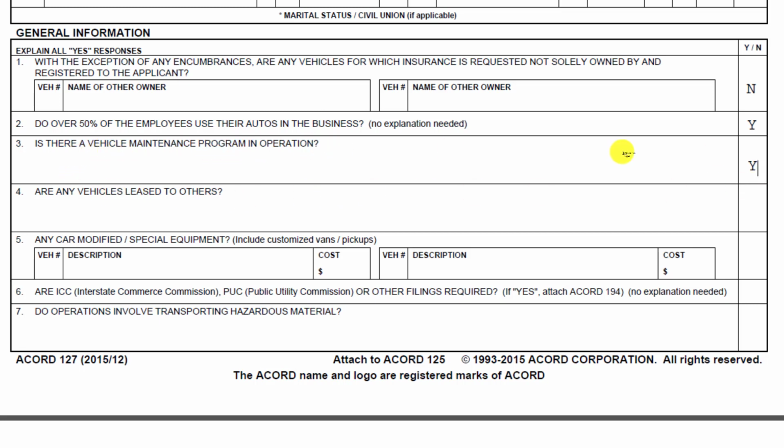Is there a vehicle maintenance program? You should put yes there. Most places do, but that also helps. Vehicles leased to others is a good one to put no if they don't, obviously. That's an eligibility thing in some cases.